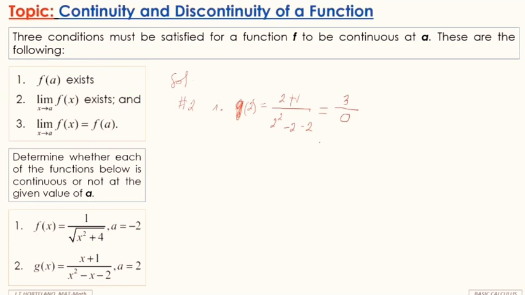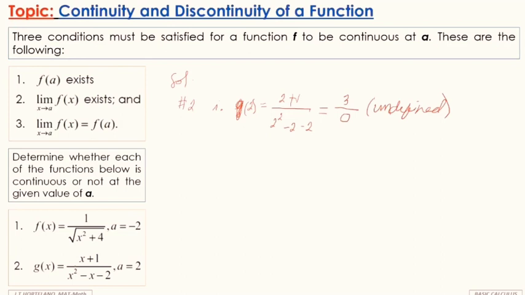Now, what does it mean? 3 over 0 actually is undefined. 3 over 0 is undefined. Now, first condition is not satisfied. So, sabi natin dun kanina, at least any one of them is not satisfied. Then we can say that the function is discontinuous. Okay? Now, what kind of discontinuity? Kung discontinuous siya, ngayon, what kind of discontinuity?